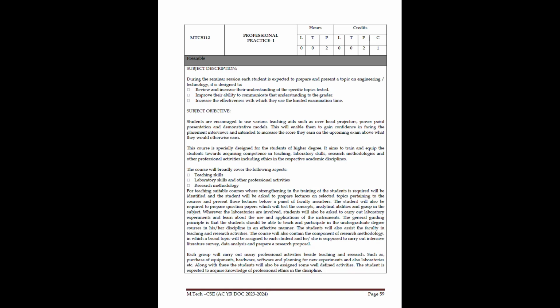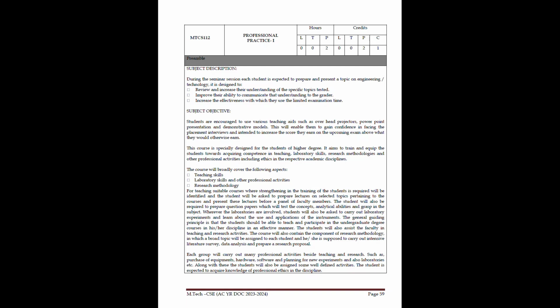So students are encouraged to use various teaching aids such as overhead projectors, PowerPoint presentations, demonstrative models. This will enable them to gain confidence in facing the placement interviews, and it is intended to increase the score they earn on the upcoming exam over what they would otherwise earn. And this course is specifically designed for the students of higher degree. This aims to train and equip the student towards acquiring competence in teaching, laboratory skills, research methodologies, and other professional activities, including ethics in the respective academic disciplines.